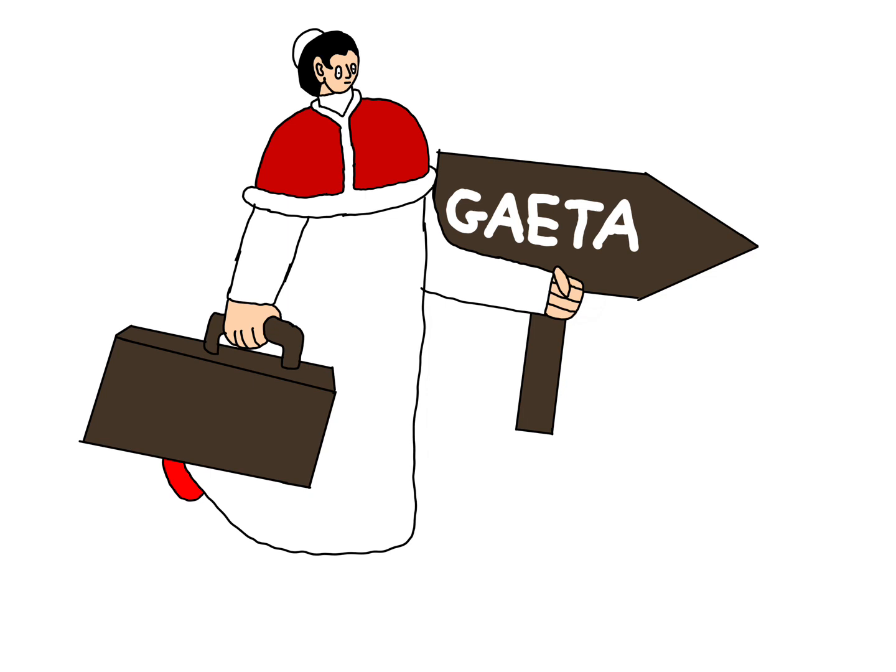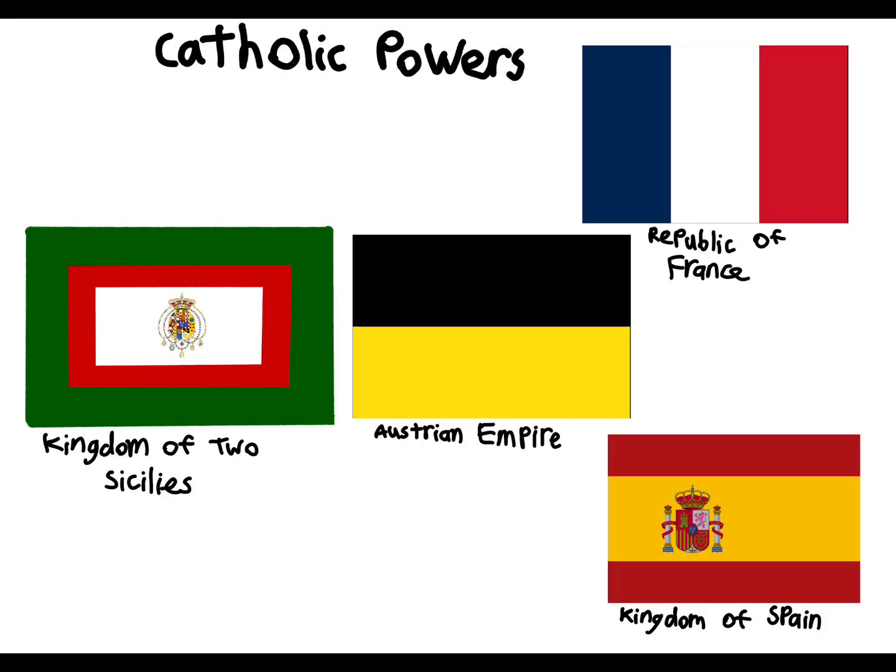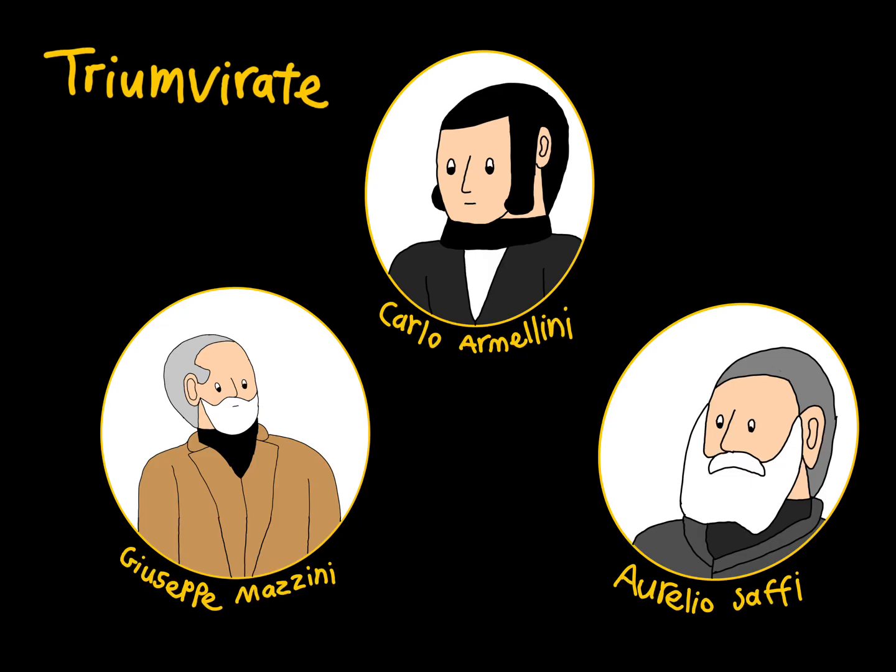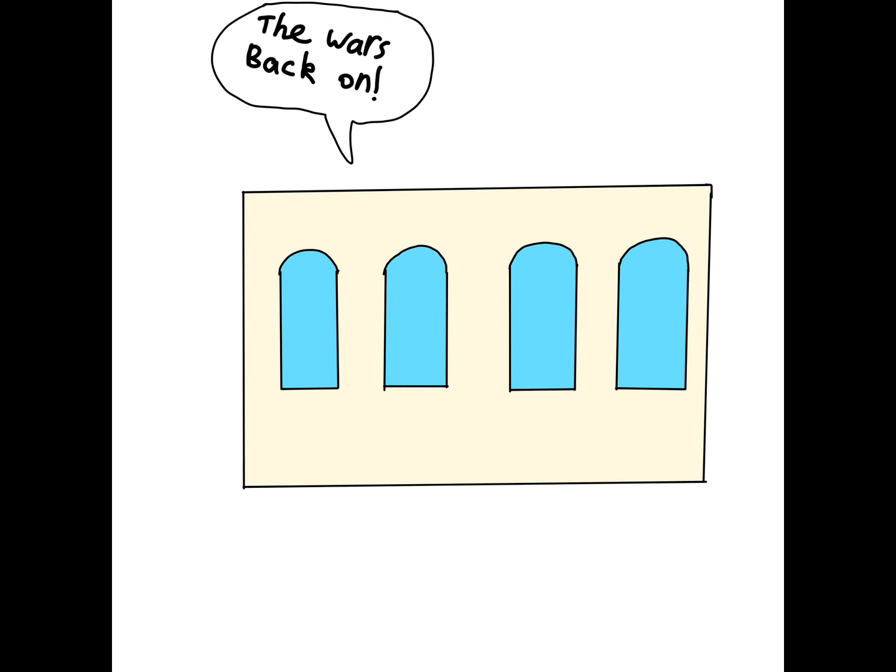On the 24th of November, Pope Pius faced a popular uprising in Rome, fled to Gaeta, and called on the Catholic powers to restore him to power. On February 9, 1849, the Republic of Rome was declared, with Giuseppe Mazzini, Carlo Armellini, and Aurelio Saffi ruling the Republic as the Triumvirate.